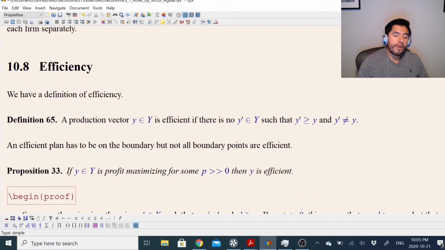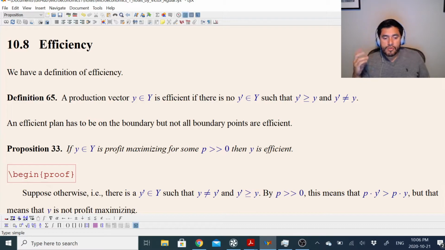So efficiency, we have a definition of efficiency. A production vector y is efficient if there is no other y prime such that y prime is entry by entry greater than or equal to the original y, and such that this y prime is different from y. Okay, so at least there is one entry where they differ. Therefore, at least there is one entry in which y prime is higher in terms of outputs, basically because of positivity of outputs. So an efficient plan has to be on the boundary, but not all boundary points are efficient. Obviously, if I have an efficient point, I cannot improve, so it has to be on the boundary of the production set, okay?